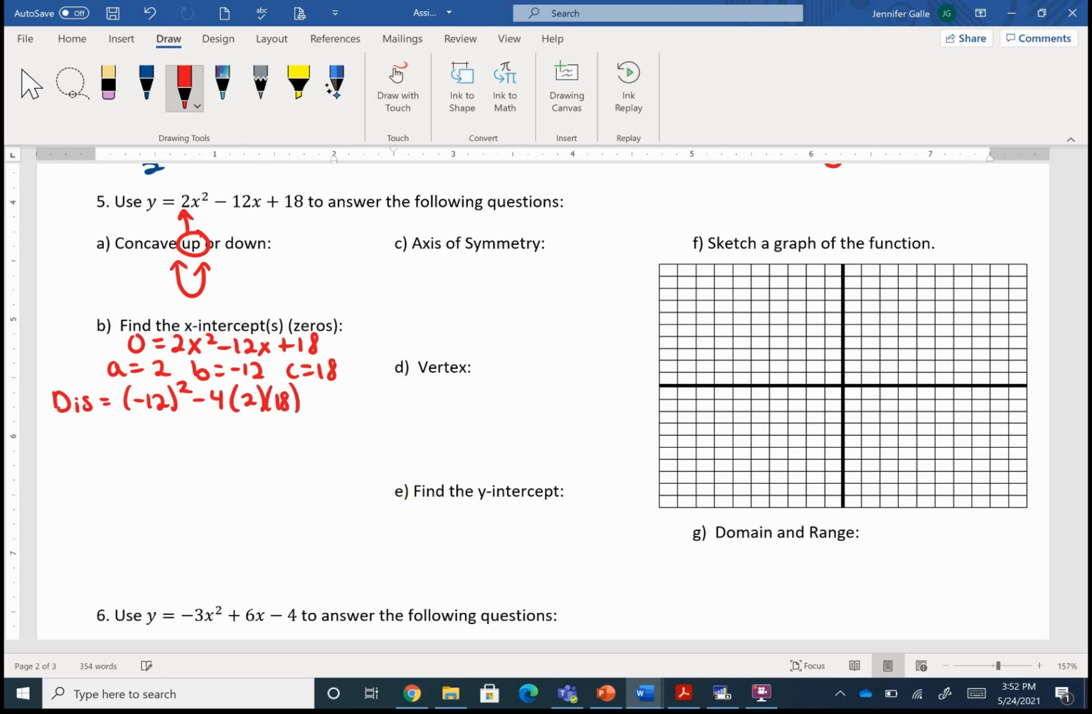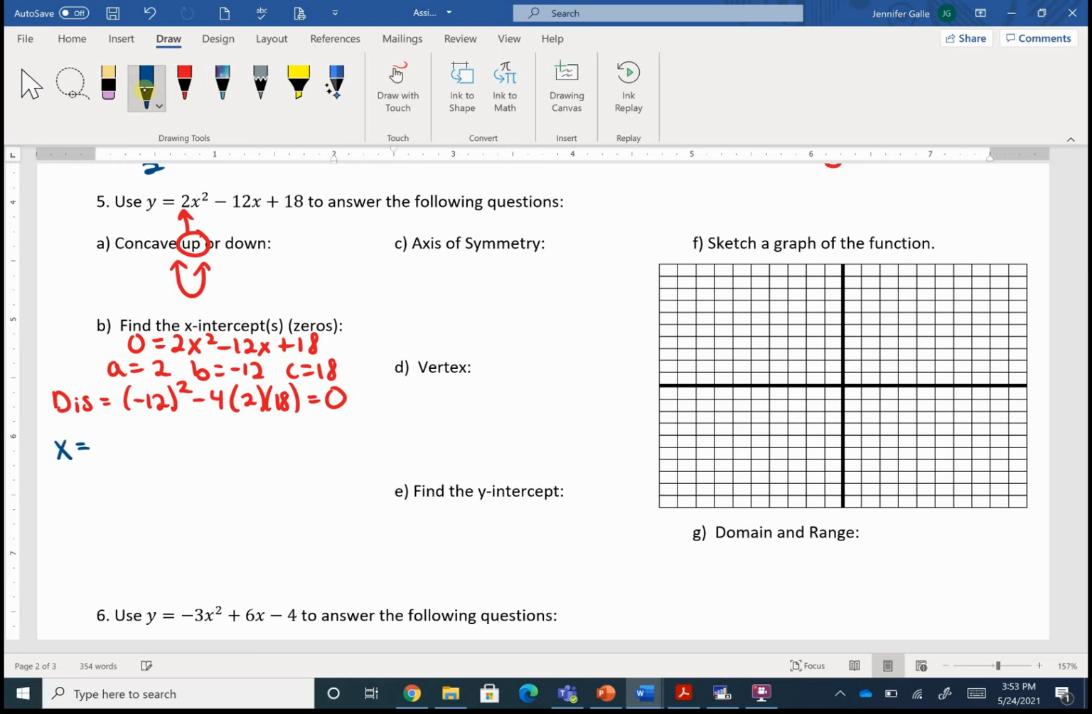So we've got b squared minus 4 times a times c. You can put that right in your calculator. We're going to come up with a 0 there. So since there's a 0, that means we're just going to get one solution, which in turn means one x-intercept.